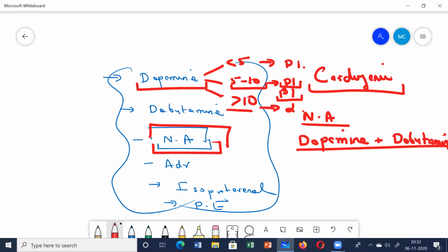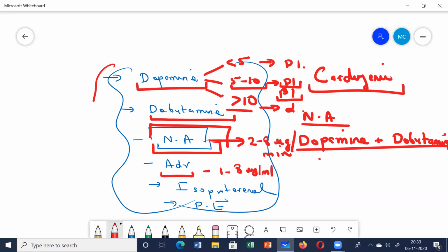Similarly, dobutamine, the dose is 1 to 10 micrograms per kg per minute. Noradrenaline, for those interested in doses, is 2 to 8 micrograms per minute. Adrenaline is 1 to 8 micrograms per minute. Isoproterenol is 1 to 4 micrograms per minute. Phenylephrine is 20 to 200 micrograms per minute.